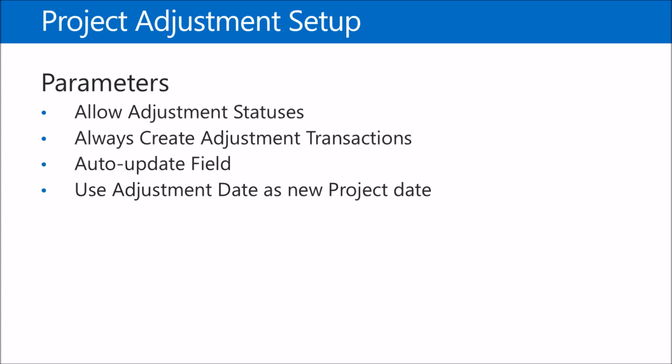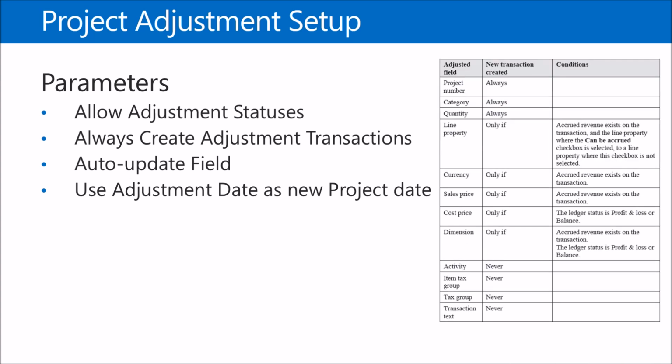And then the final bullet is use adjustment date as the new project date. When we were originally adjusting transactions in the previous lesson, the adjustment date wasn't being used, because there's an actual parameter that you have to define as a yes value in order to make that adjustment date the new project date, meaning the posting date for your adjustment transaction.